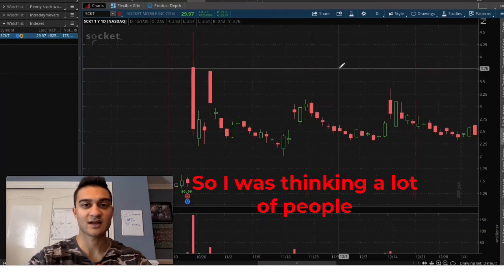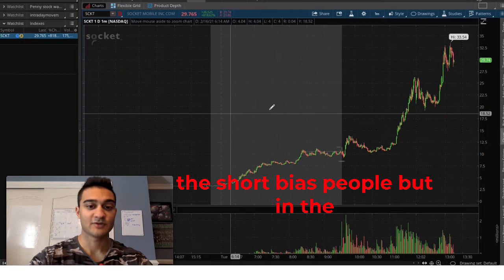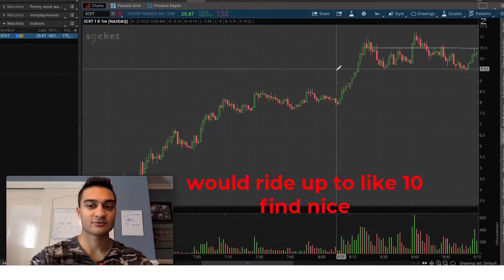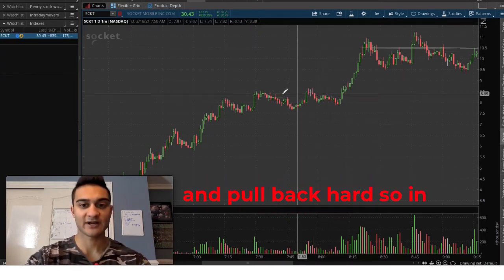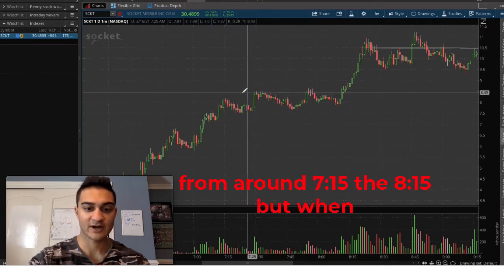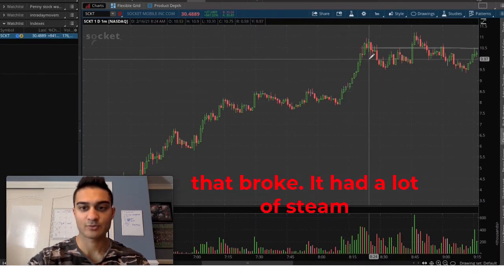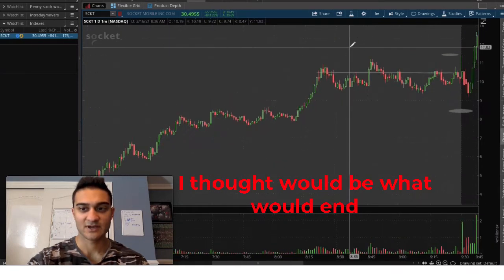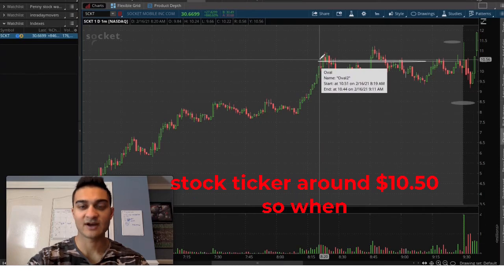So I was thinking a lot of people, the short bias people, might get squeezed out, but in the long term, I thought this would ride up to like 10, find nice resistance, lose steam off the momentum, and pull back hard. Initially the resistance was 8.5, from around 7.15 to 8.15, but when that broke, it had a lot of steam to find a new resistance, which I thought would be the high of day in this stock around 10.5.